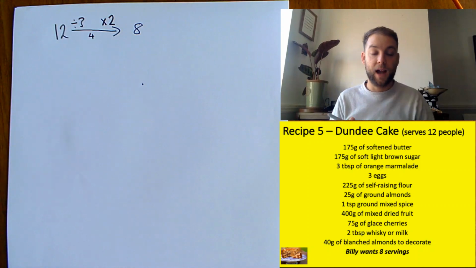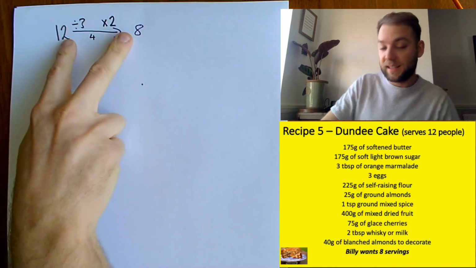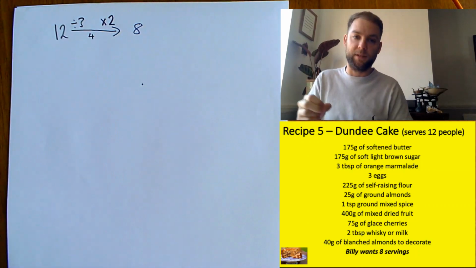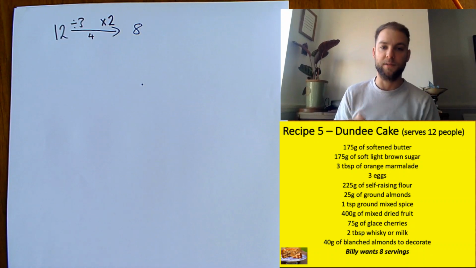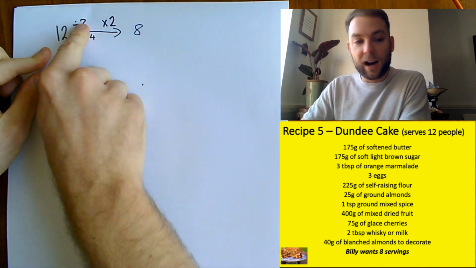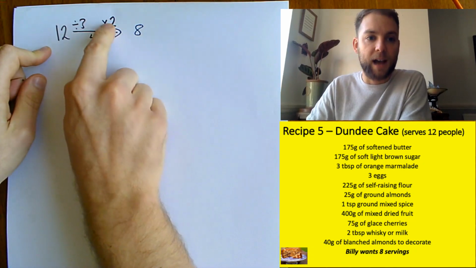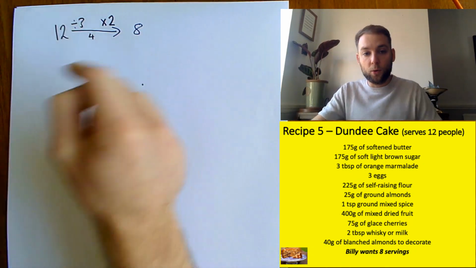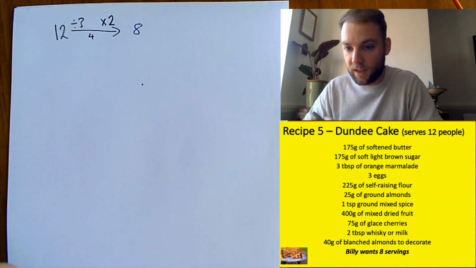Okay? And that's the steps. That's all you need to do. This is the hardest part, that starter that we did. If you nailed that, then this becomes easy. Okay? So 12, how do I get to 8? Well, I'm dividing by 3 to get 4, and I'm timesing by 2 to get 8. And then all you need to do is do that to all of these.